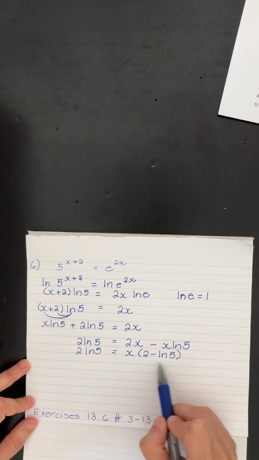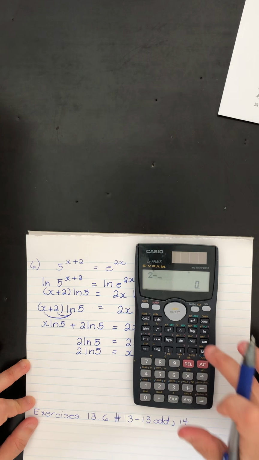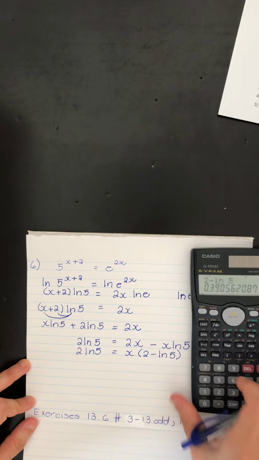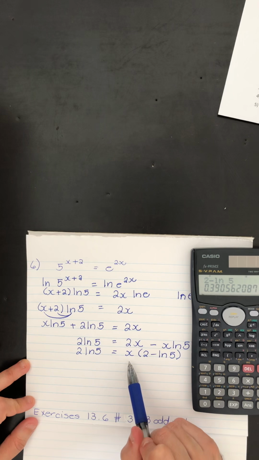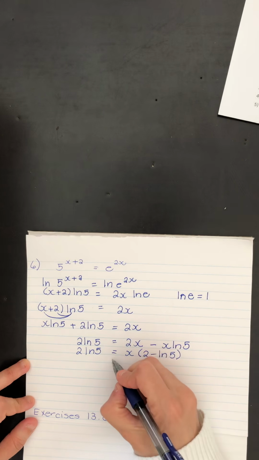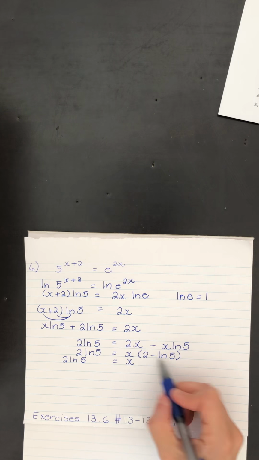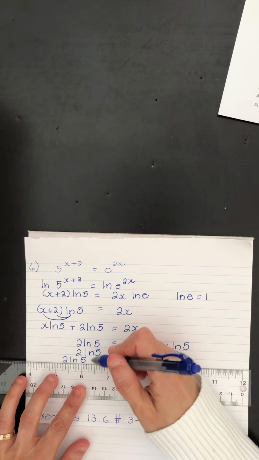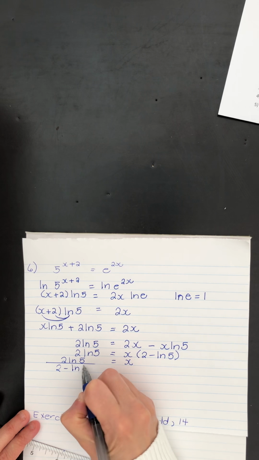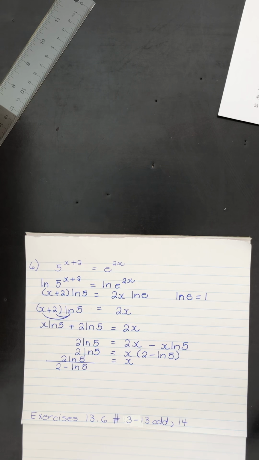This is just a constant, 2 ln 5, if you want to know what it's equal to, right? Sorry, 2 minus ln 5. It's this number, okay? So that's how many x's we have here. That's the coefficient of x. So to get x alone, we just divide by this coefficient. So we'll have 2 ln 5 divided by this number, 2 minus ln 5. Okay? And that's how we get our value for x.